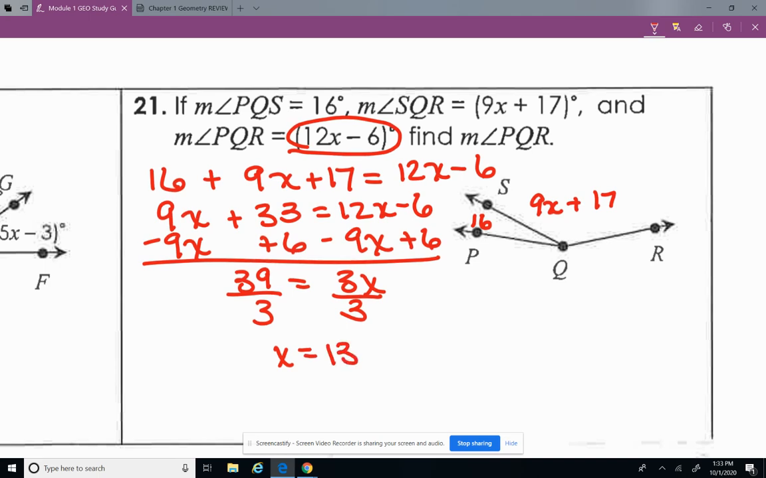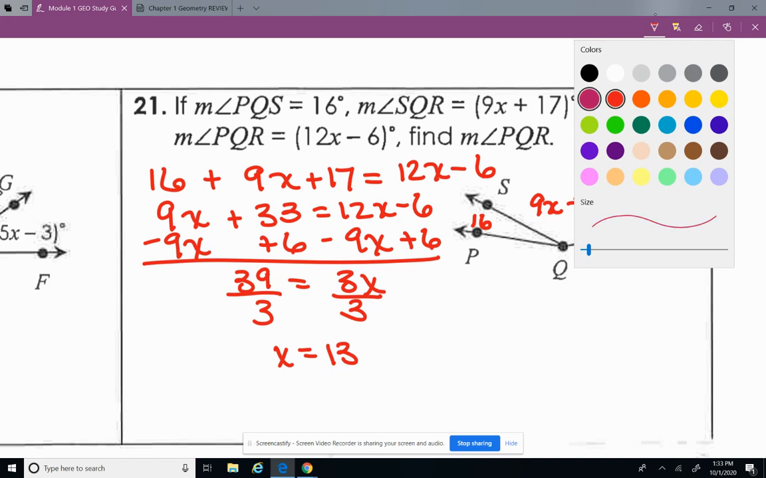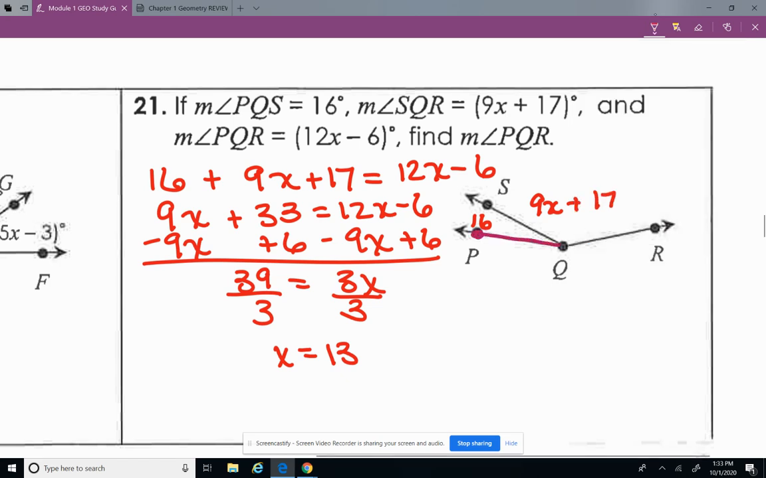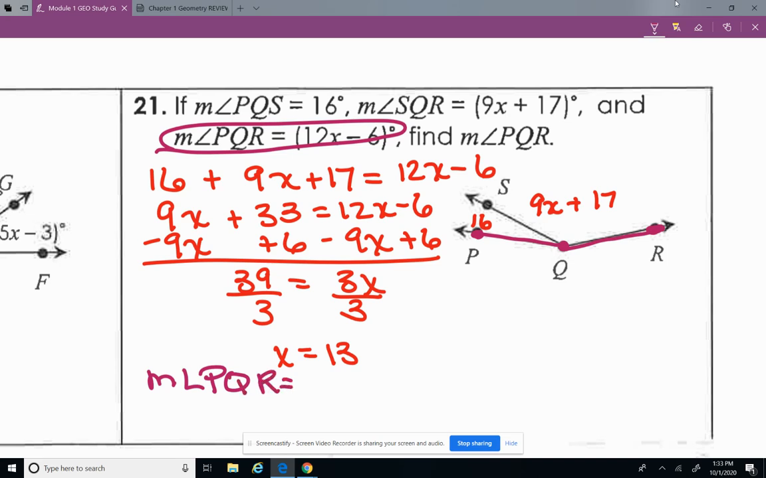Now, always go back to the question and see, what did you want to know? They want to know what PQR is. So I'm going to trace it. PQR. All right, so here we have PQR. So the measure of angle PQR is 12 times 13 minus 6.